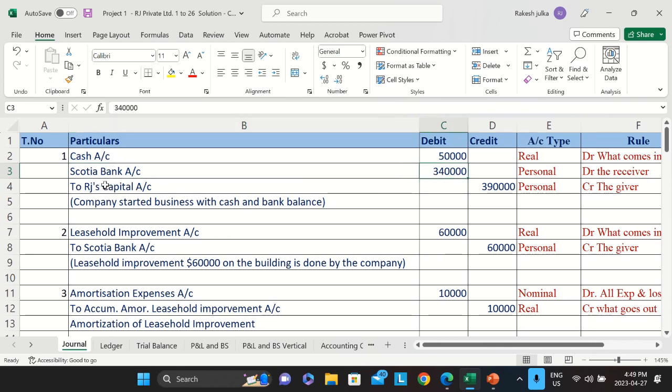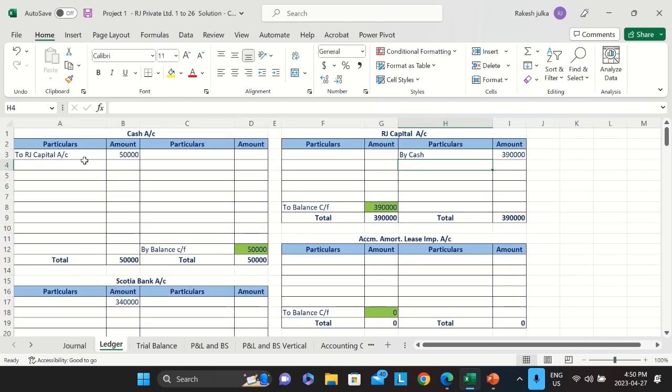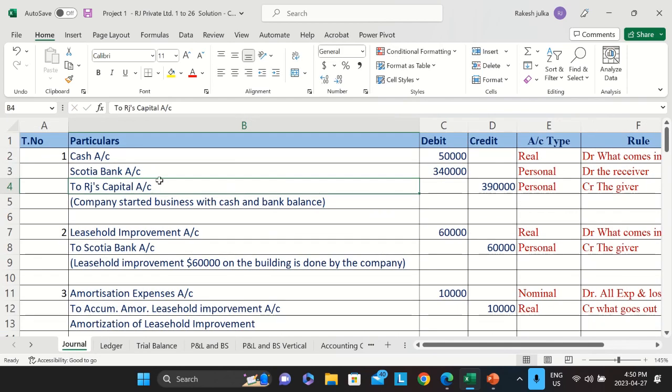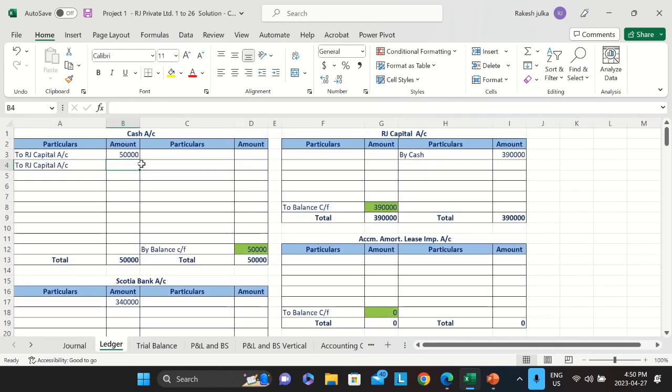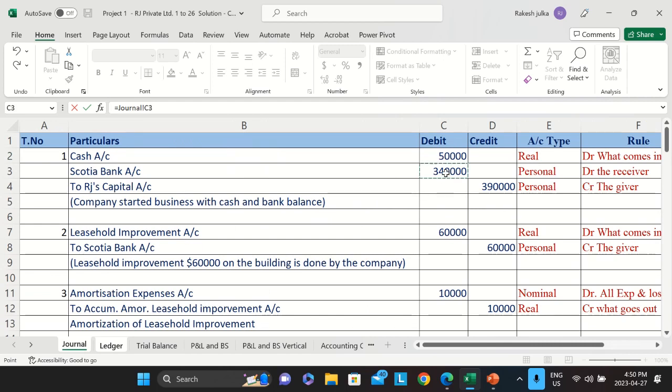We cannot write Scotiabank in Scotiabank. So in Scotiabank we will write RJ Capital. In RJ Capital we write Scotiabank with this amount. How does this happen? Scotiabank to RJ Capital. So here we write to RJ Capital, and what is the amount? The amount here will be 340. So I'm going to click here, equal to, and 340 here and enter.